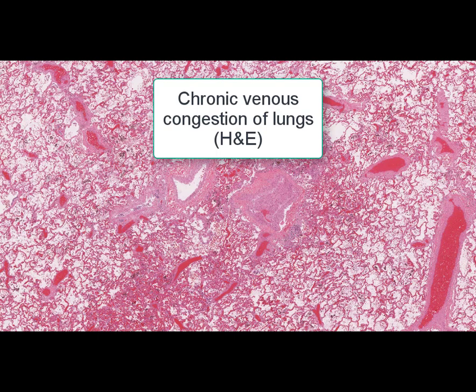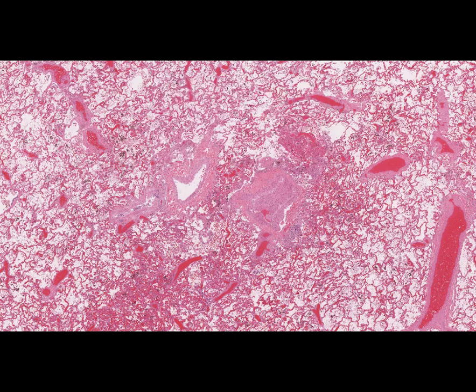The lung tissue can be seen at this slide. Stain is hematoxylin-eosin. Name of the slide is brown induration of the lungs, or chronic venous congestion of the lungs. This pathological condition occurs due to chronic venous congestion or passive hyperemia that relates to hemodynamic disturbances.